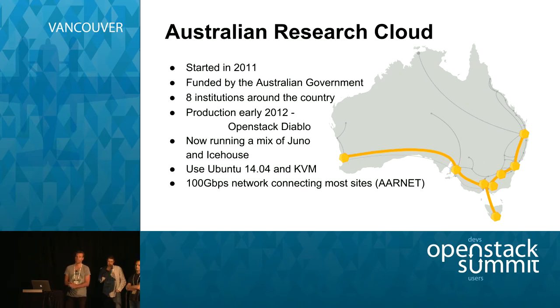So Nectar is the project that I'm part of in Australia. It's a government-funded project that started in 2011. We started early cloud on the Cactus branch, and started production in Diablo, and we've been slowly upgrading ever since. We're mainly on Juno now, with a few IceHouse nodes around. We're part of a federation, as you can see. We've got eight sites around the country that are geographically dispersed. We're lucky enough in the research network to have big networks, so we have a big pipe between the data centers.